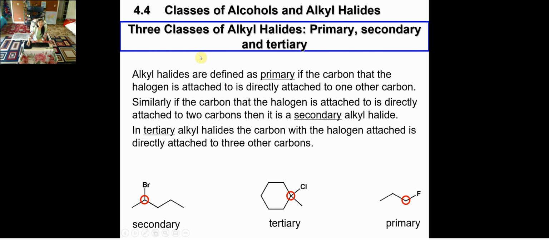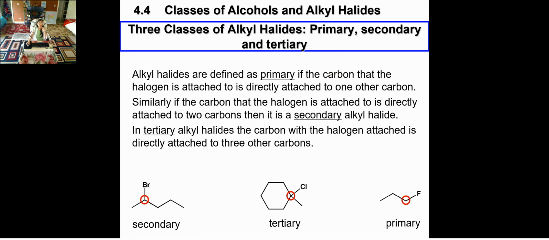And now we are moving on to the different classes of alcohols and alkyl halides. For both types of compounds, you have classes. One is called primary, secondary, and tertiary. The first one is called a primary alcohol or halide. Secondary alcohol or halide. Tertiary alcohol or halide. How do you define each category?